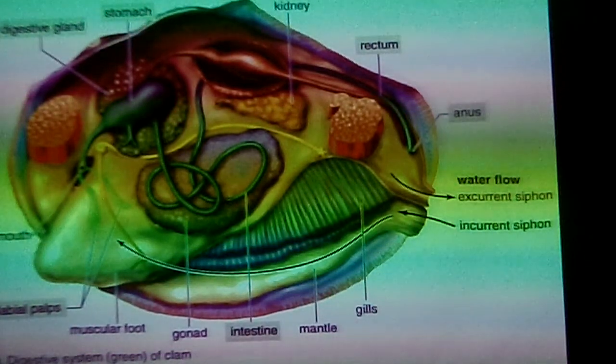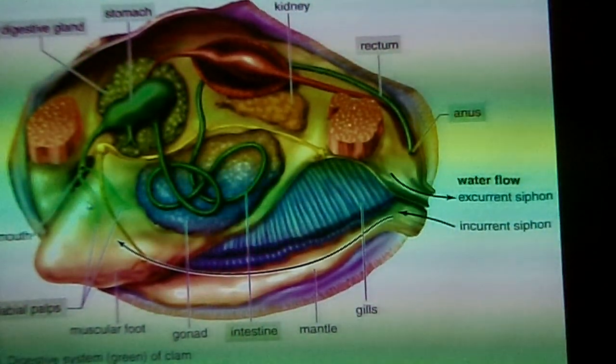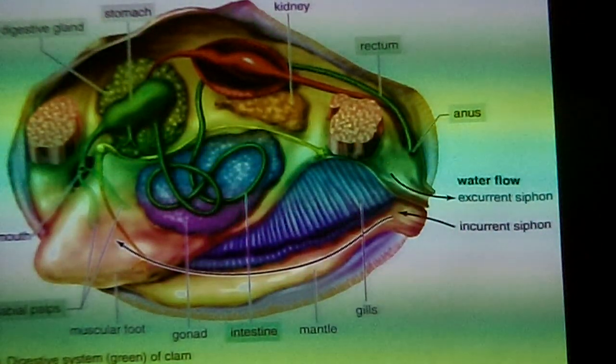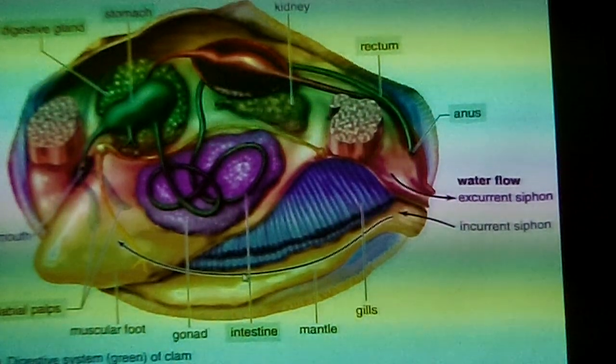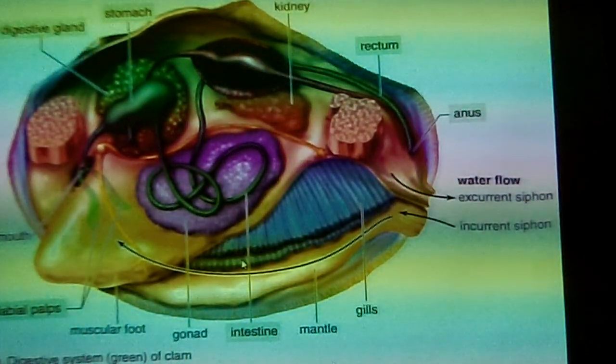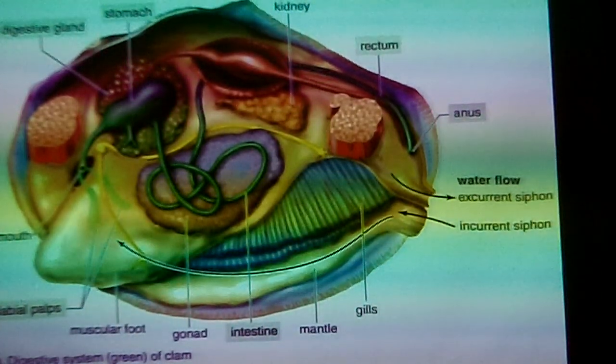Here's a filter feeder. A clam has an in-current siphon where water goes in, and an external siphon where water comes out, and they filter the water of their food. So there's a lot of food floating around in the water. That's what oysters do all day, or clams. They sit there and they draw water in through their body.